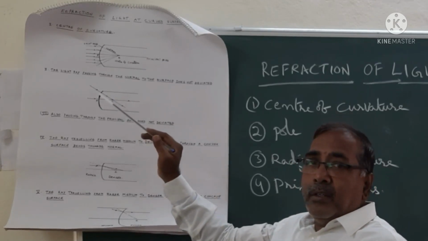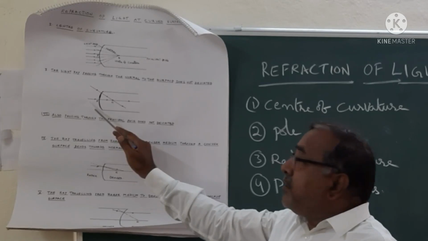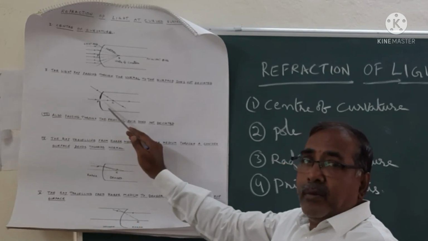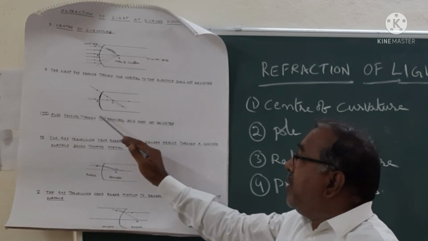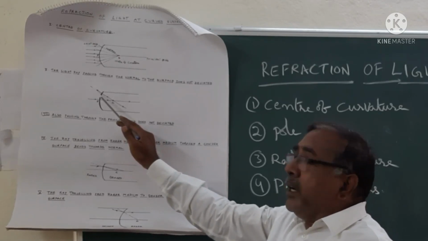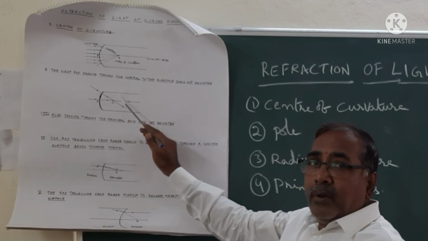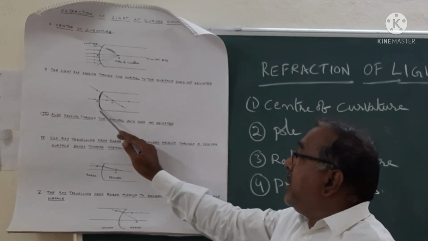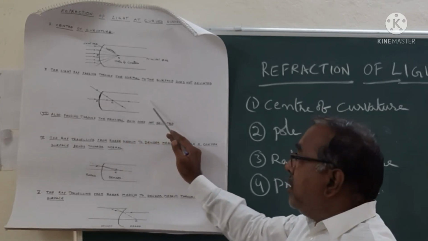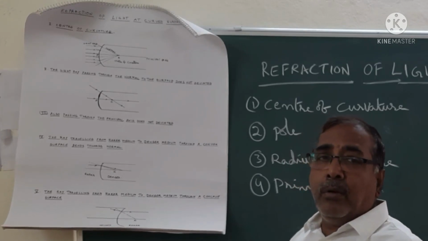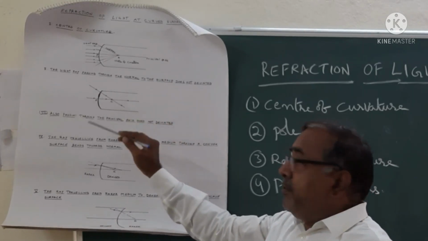And the second case is when the light is passing through the principal axis, it also does not deviate its path. So the light ray passing through the normal does not deviate. The light ray passing through the principal axis also does not deviate. This is the rule of refraction through curved surfaces.